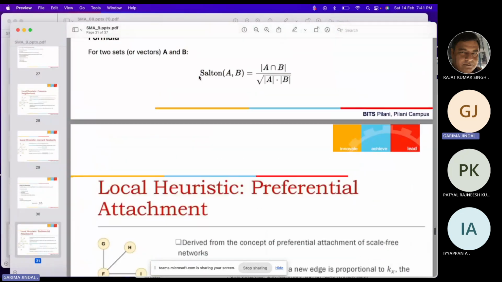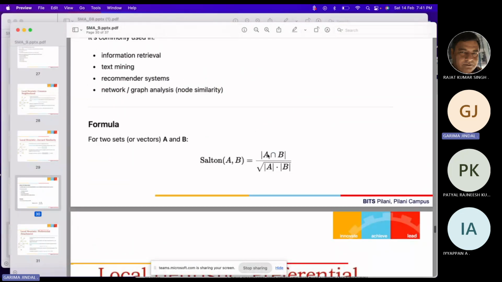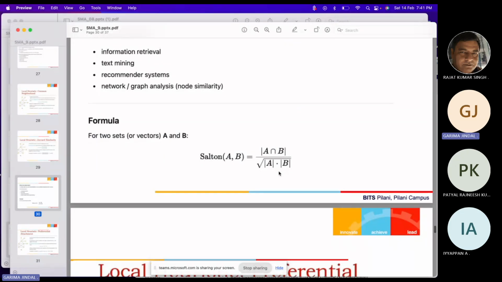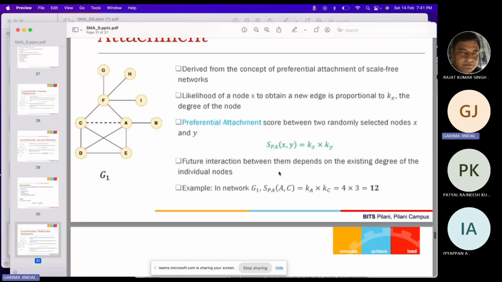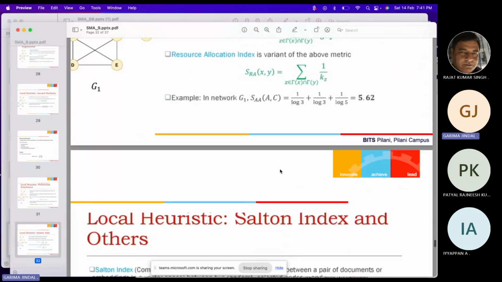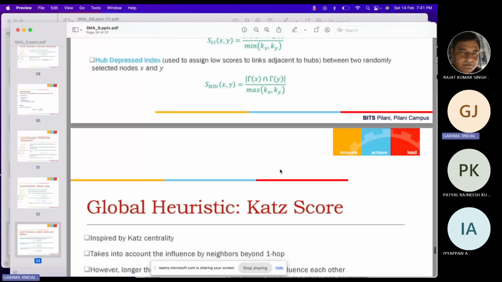So we have seen that each of these formulas is considering the common neighborhood. The only difference is in the normalization, the way we are normalizing the data. So all these are the different formulas.